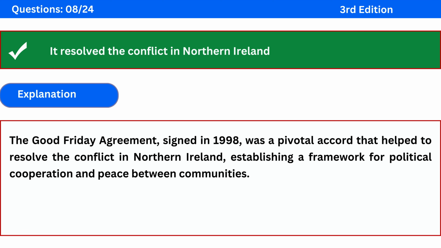The correct answer is it resolved the conflict in Northern Ireland. Explanation: the Good Friday Agreement, signed in 1998, was a pivotal accord that helped to resolve the conflict in Northern Ireland, establishing a framework for political cooperation and peace between communities.